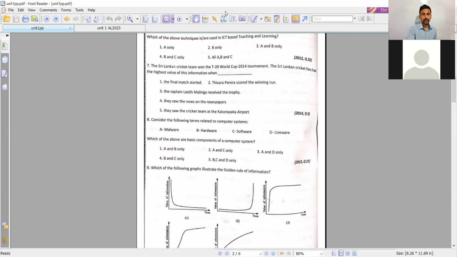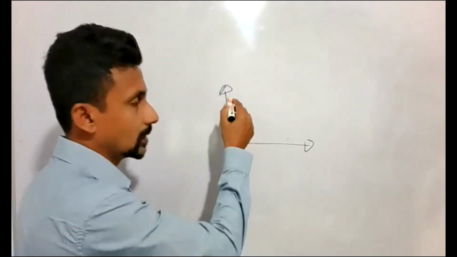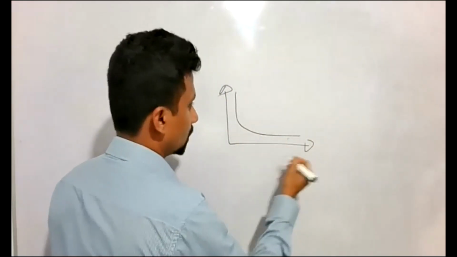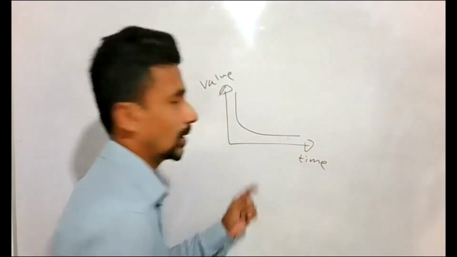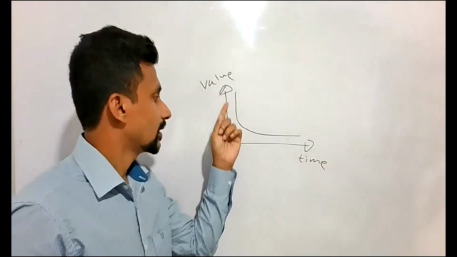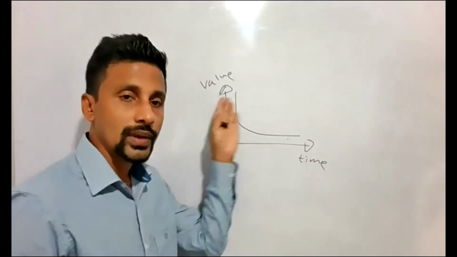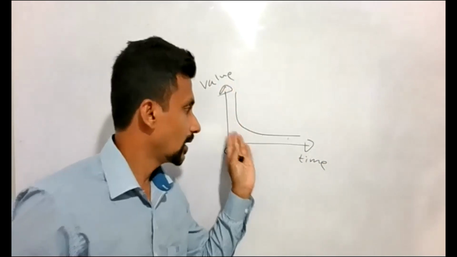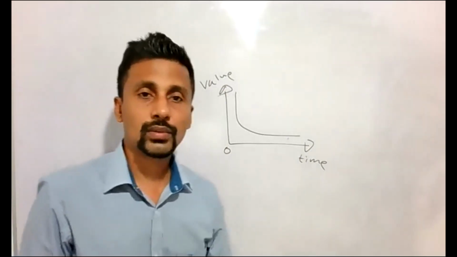So if I talk about that, there's something called the golden rule of information, right? In the golden rule of information, what is happening at the time you are getting the information? Now this is value, this is time, right? When you get the information at the time, this is approximately 0. So at the time you get the information, it has the highest value. Then it becomes very low and becomes normal data with time, right? That is called the golden rule of information.